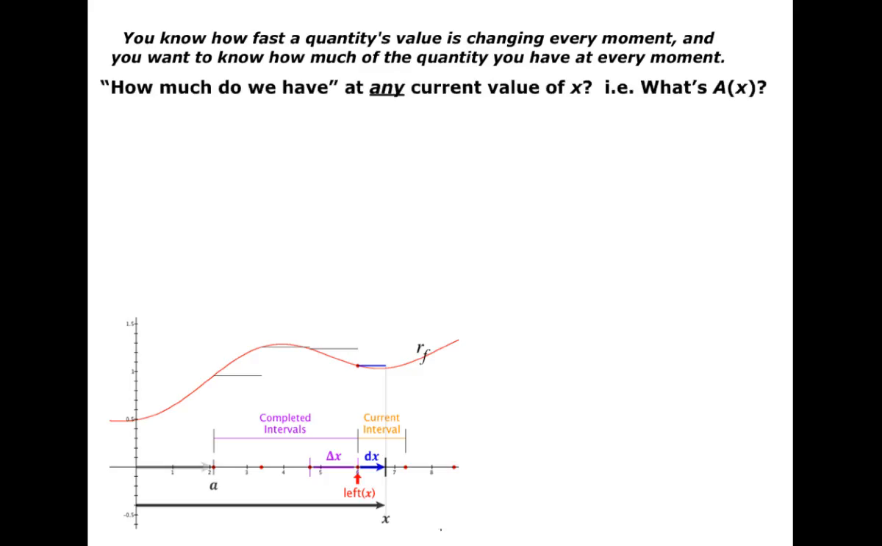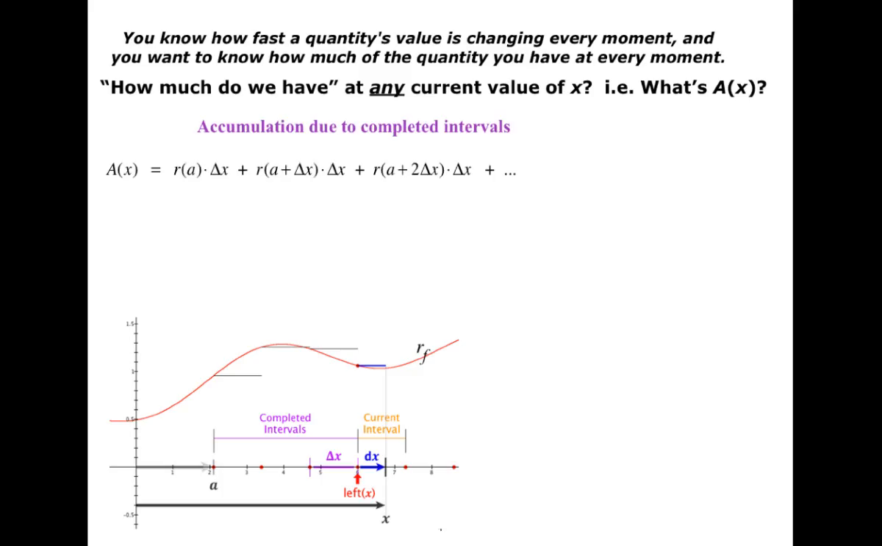So now we can say, how much do we have at any current value of x? Well, in the big picture, it's going to be the total accumulation due to the completed intervals. Now, it could be more than 3. It could be 50, it could be 100, it could be 1,000.